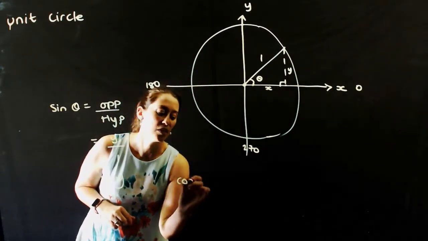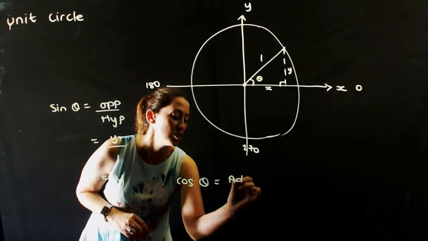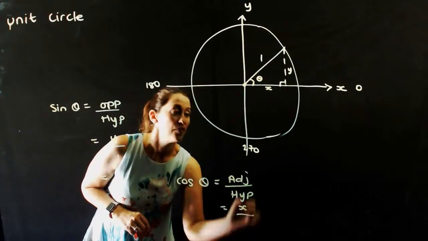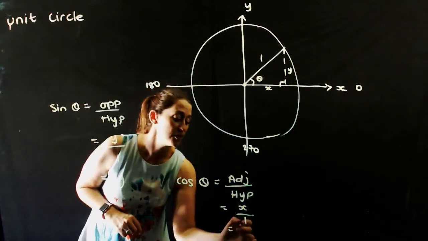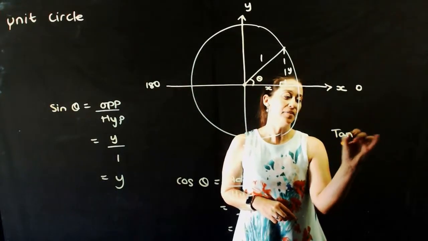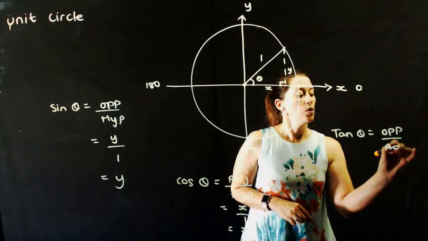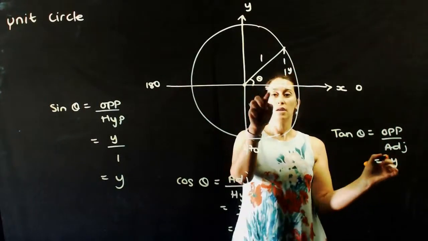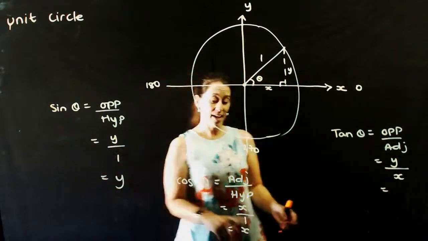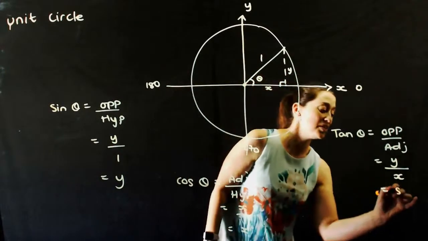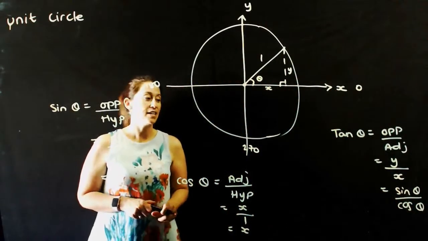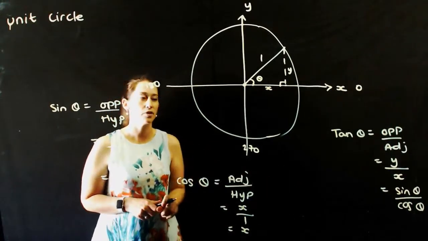Let's have a look at the other trig ratios. Let's look at cos theta. Well, cos theta is adjacent over hypotenuse. In our unit circle, we sub that in. We've got the adjacent is x, the hypotenuse is 1, so therefore cos theta is the x coordinate of the unit circle. And let's have a look at tan. Well, tan theta is opposite over adjacent. Opposite is y, adjacent is x, which is y over x. Now if we have a look at what y is and what x is, we can say that tan theta is also equivalent to sine theta over cos theta. And this is actually one of the trigonometric identities which you may study later on. But it's really useful to know that tan theta is sine theta over cos theta.